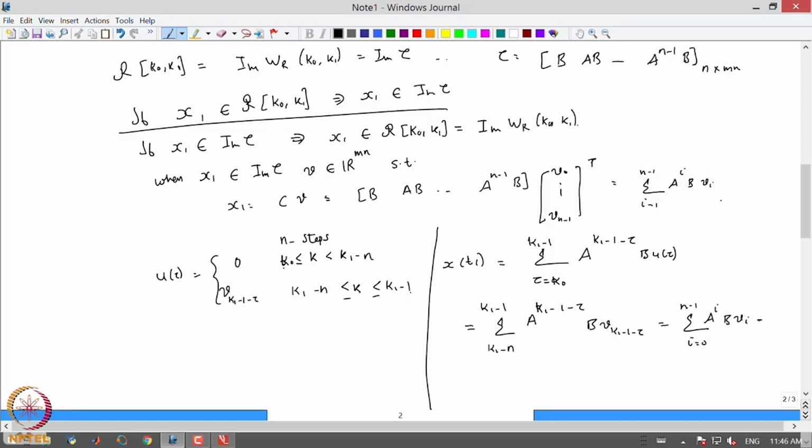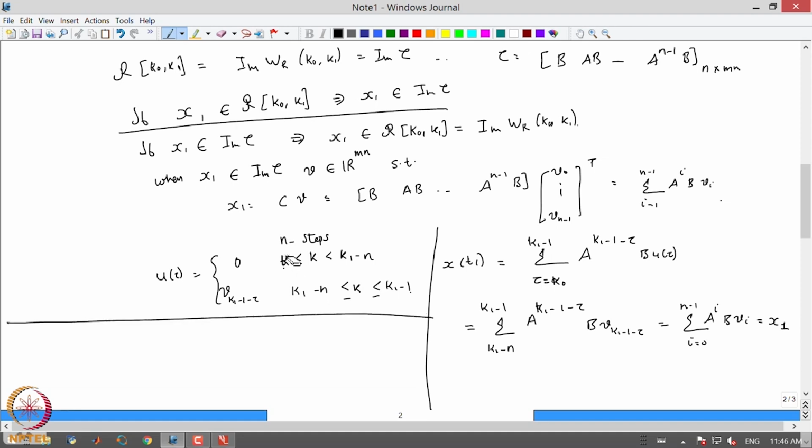Okay, what do I know of this? What do I know of this? Because I know that x1 is in the image of C. So, I will get x1. Okay. Now, let's quickly understand what these things mean.